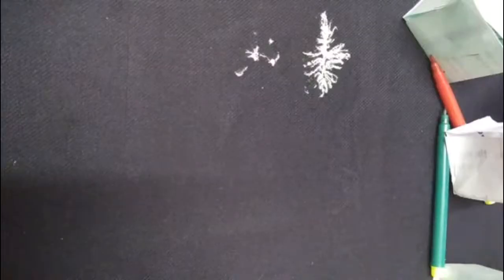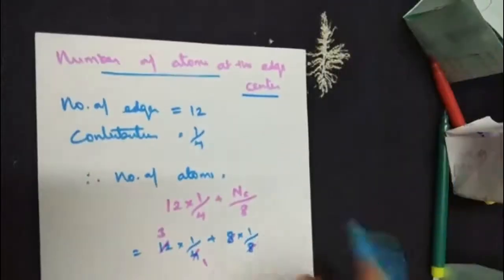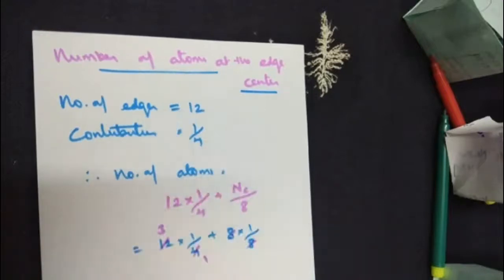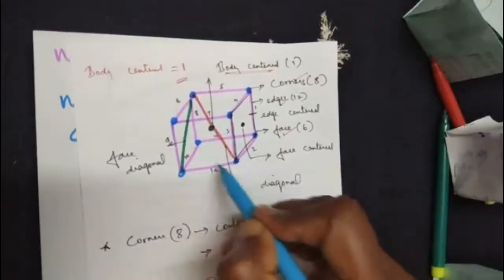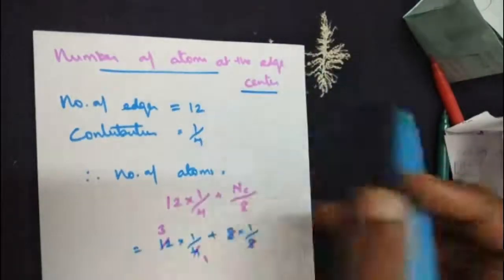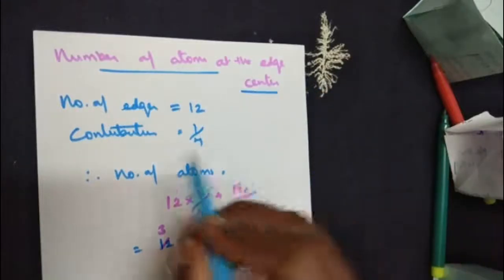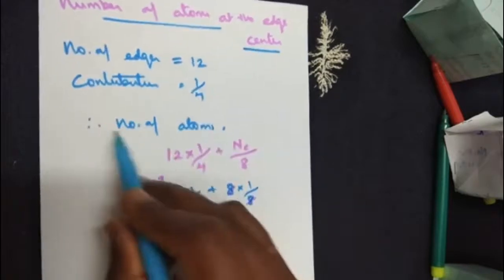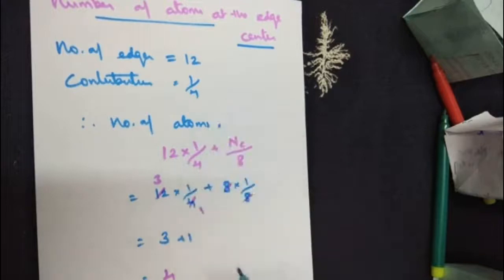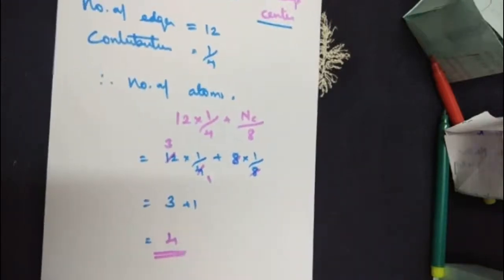The last category, calculating the number of atoms at the edge center. Once again, how many edges do we have? If you remember, we've got 12 edges. And what's their contribution? 4 edges combine together to give one full atom in the unit cell. So the contribution is 1 by 4. Therefore the number of atoms is equal to 12 into 1 by 4 plus NC by 8. NC is the number of atoms at the corner. So when we simplify, here we get 4.